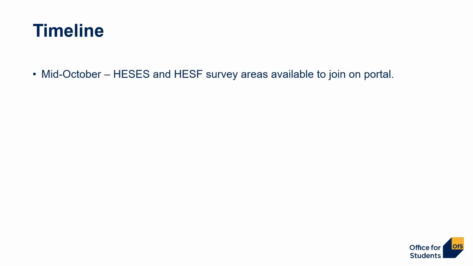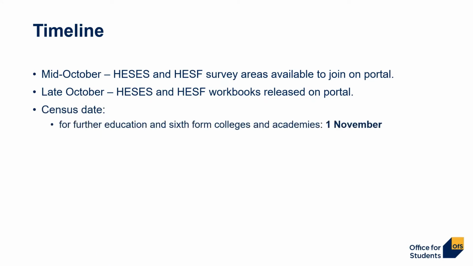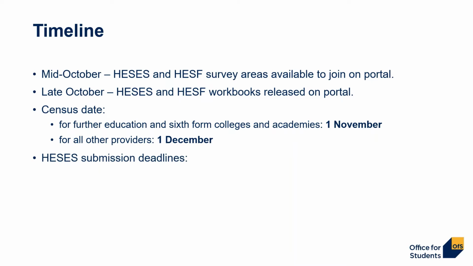Let's look at the timeline. The survey areas on the portal will be made available in mid-October. You will be contacted when this happens, at which point your portal user administrator can grant you access. In late October, we will release the workbooks on the portal so that they can be downloaded and you can start work on them. The census date for further education and sixth form colleges and academies is the 1st of November. For other providers, it's the 1st of December. As noted elsewhere in this playlist, for HESES, the submission deadline dates vary according to the type of provider concerned.